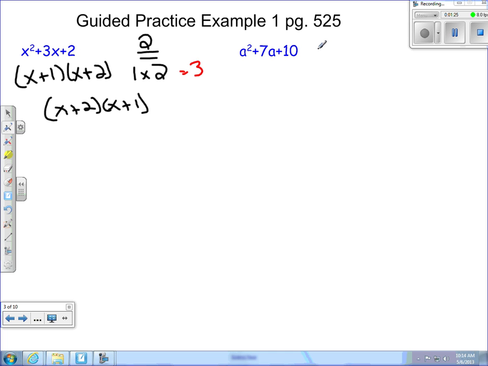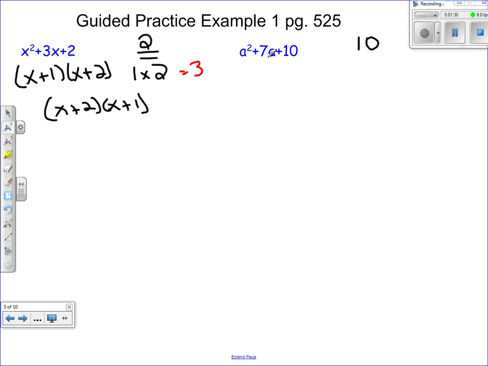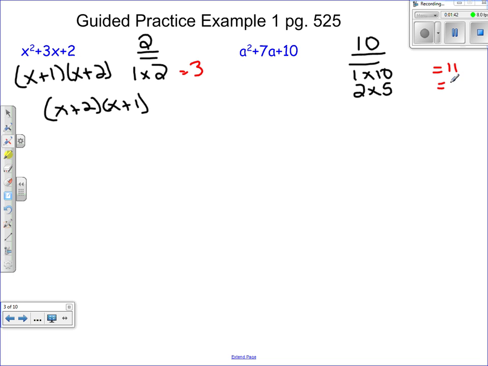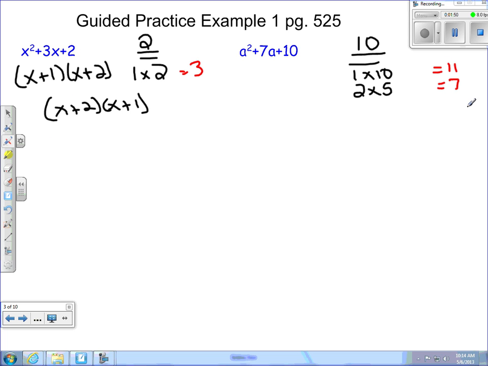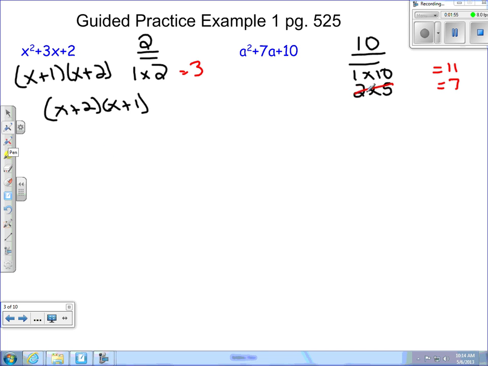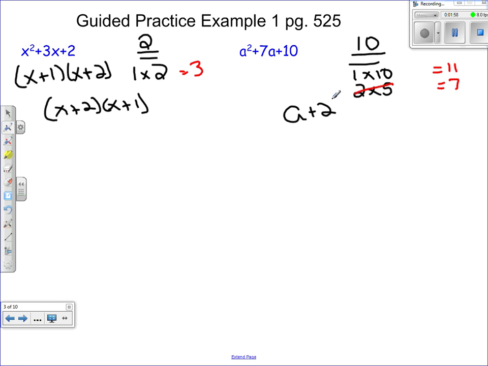Focusing on our second example, again, these are on the bottom of page 525. We want to look at the number 10 and try and come up with positive only factor pairs of 10. Positive factor pairs of 10 are 1 times 10 and 2 times 5. Off to the side, we're going to look at sums. This would give us 11, and this would give us 7. Remember, sum is adding. 2 and 5 is 7, 1 and 10 is 11. Our middle term is 7, so it appears as though this is the factor pair we're looking for. So our answer would be a plus 2 times a plus 5.